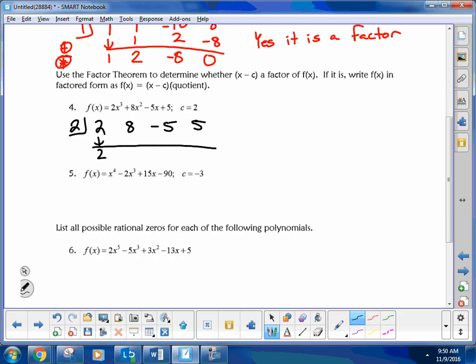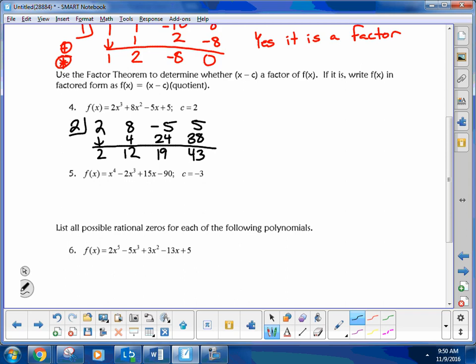2 times 2 is 4. 12. 2 times 12 is 24. And just to make sure that I did all this right, yes. We have 19. 2 times 19 is 38. Now this is not a factor, but I'm still going to write it in factor form, but it's not a factor because the remainder is 43.